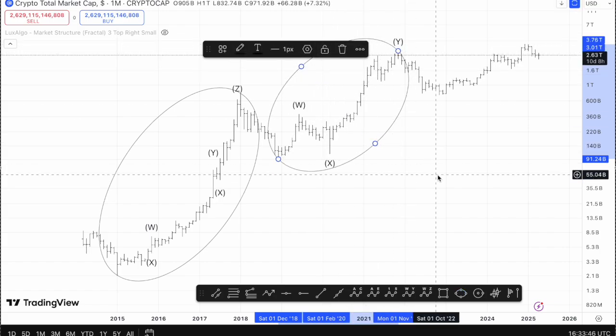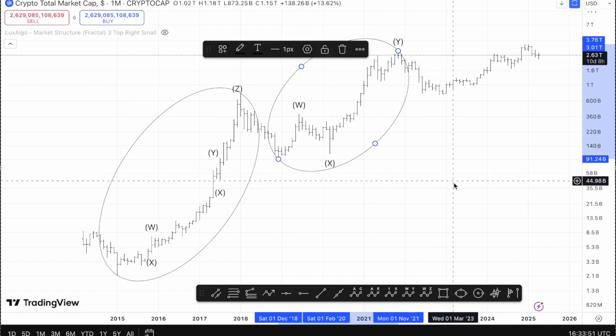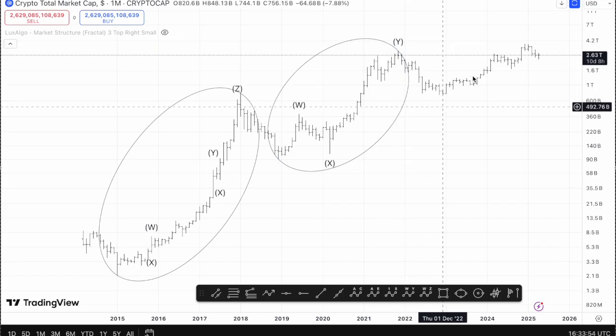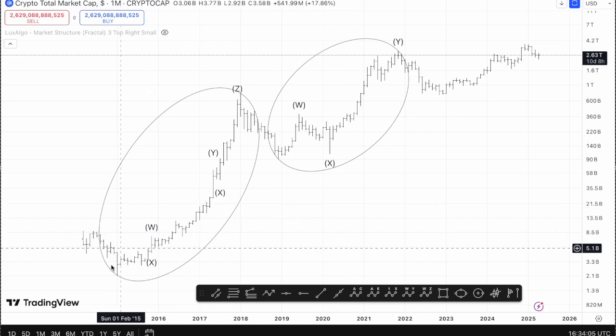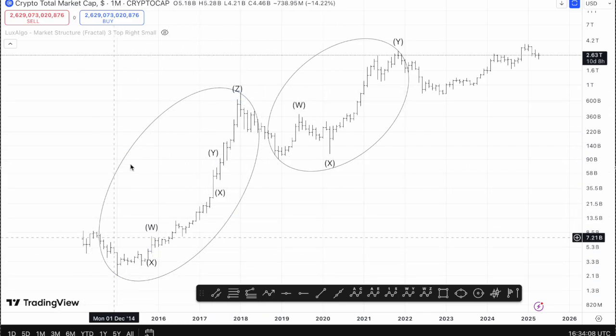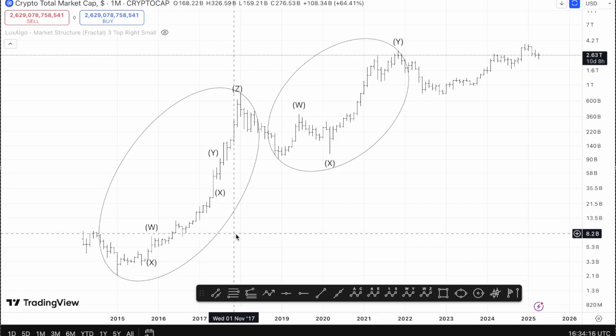Some people would like to call these legs 1, 2, 3, 4, and 5. I'm not quite comfortable with that because, as I will dive into on the weekly chart, you're going to see that this leg right here is not an impulsive leg. That's why I have labeled it as WXYXZ, because the structure within this is clearly corrective. So we cannot call it an impulsive structure.